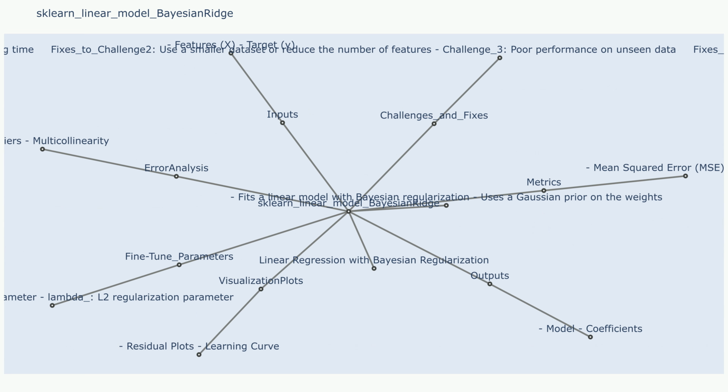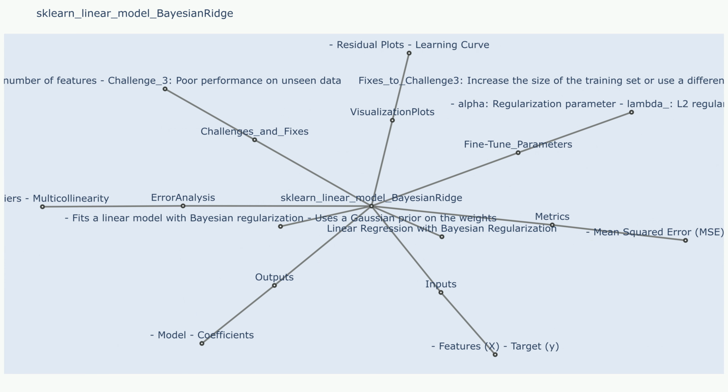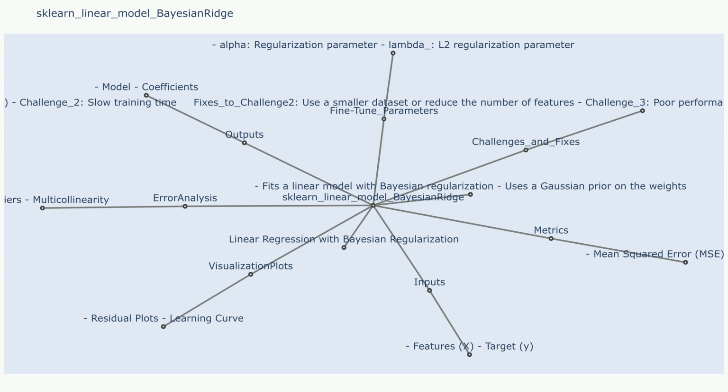Overfitting to noisy data. If the data is noisy or contains outliers, the model might overfit and result in poor generalization performance. Sample use case that resulted in Challenge 1. A dataset with a high proportion of noisy data points can lead to overfitting. Fixes to Challenge 1. Increase the value of the alpha parameter to impose a stronger prior and reduce the model's complexity. Use techniques like data preprocessing to remove or mitigate outliers.